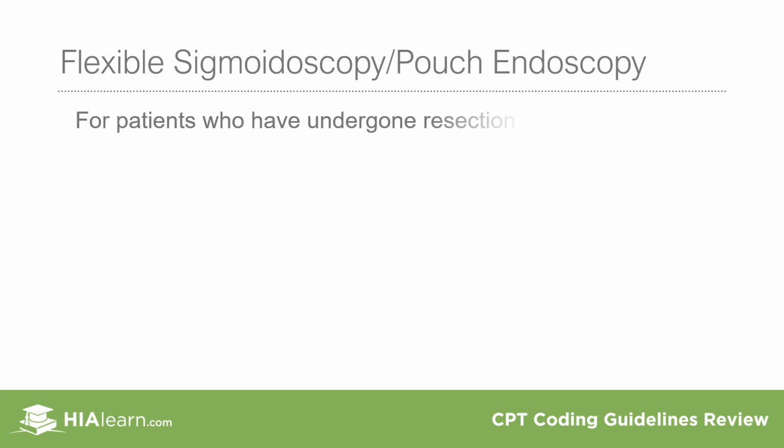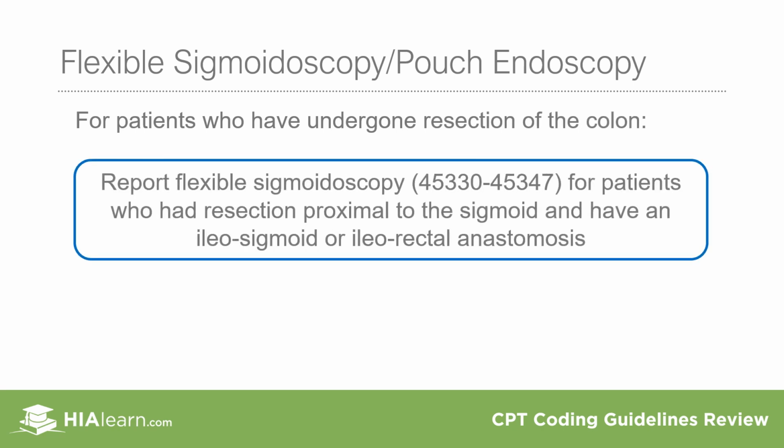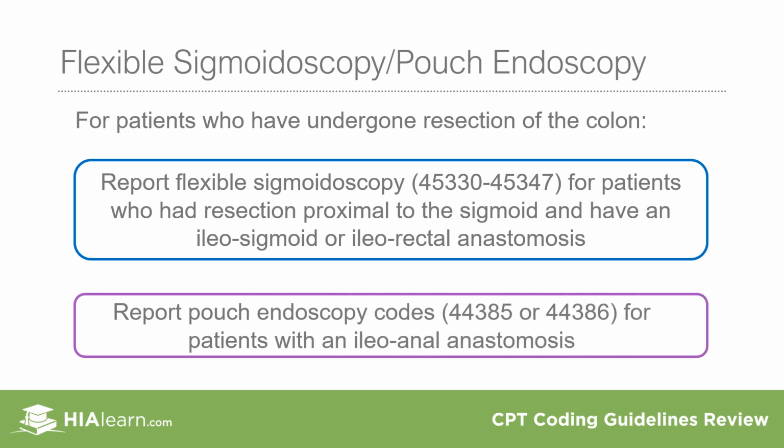For patients who have undergone resection of the colon, report flexible sigmoidoscopy from codes 45330 to 45347 for endoscopic exam in patients who had resection of the colon proximal to the sigmoid and have an iliosigmoid or iliorectal anastomosis, or a code for pouch endoscopy 44385 or 44386 for patients with an ilioanal anastomosis.